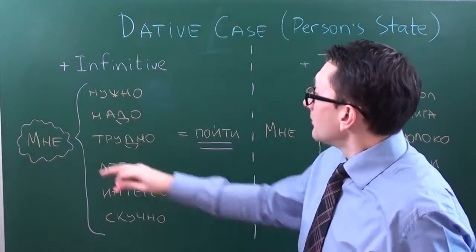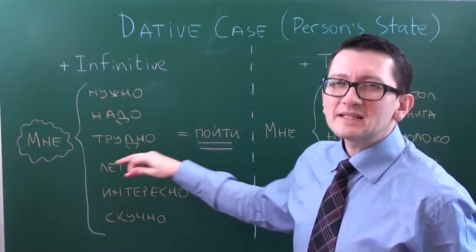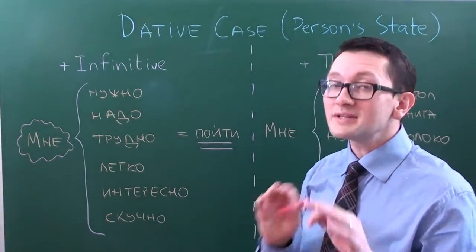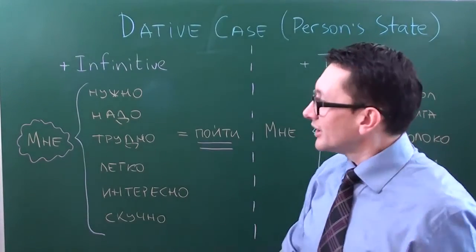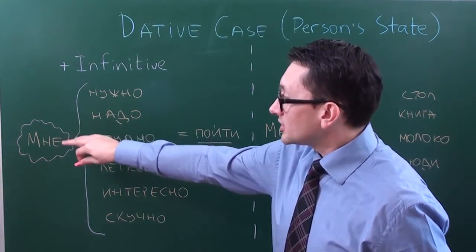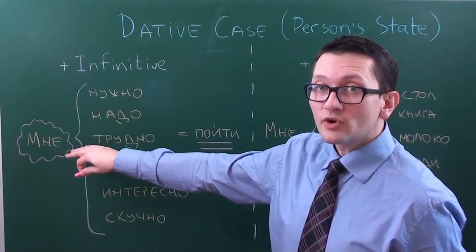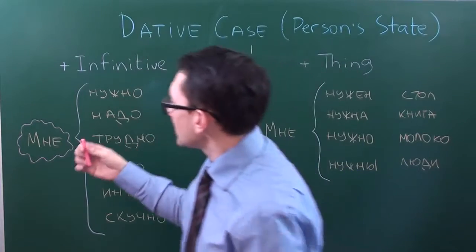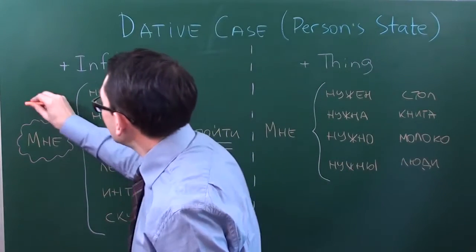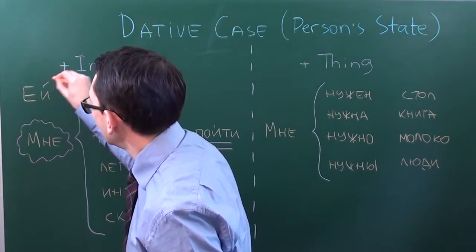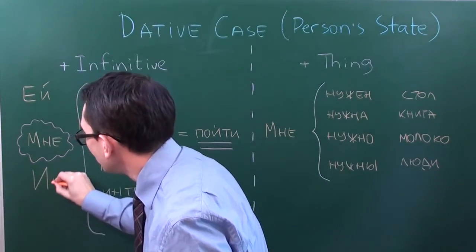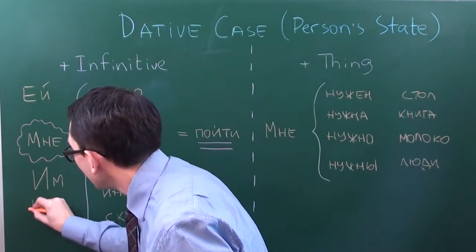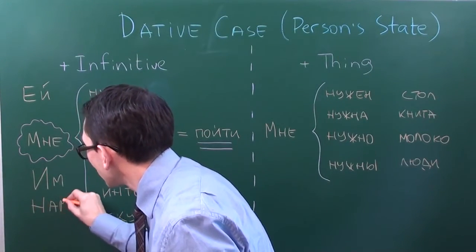Or you would say, мне трудно пойти. It's difficult for me to go. Alright? As you see, it's pretty simple. What you need to do, you need to use the personal pronoun in dative form, alright? In dative case. You could say мне, или же we may say also ей, или же им, или же, if we speak about us, нам. And so on and so forth, right?